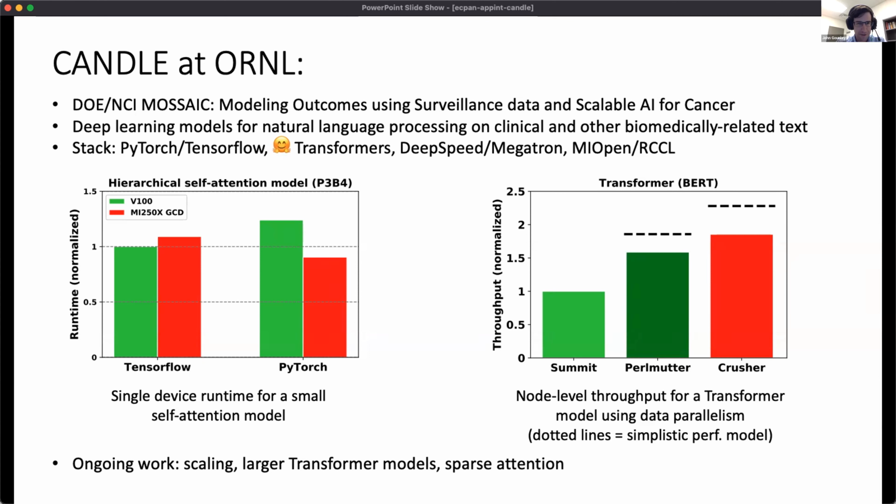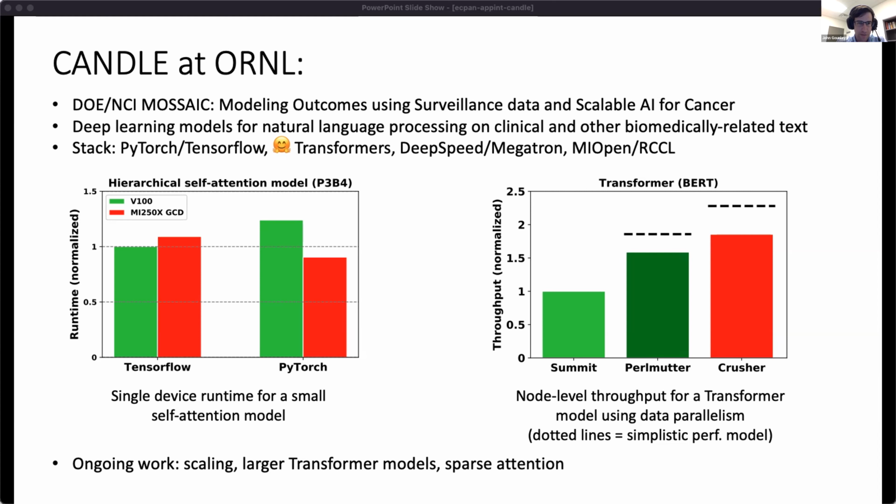Okay, thanks, Scott. My name is John Gounley. I'm a computational scientist at Oak Ridge, and I'm going to be talking about the part of Candle and what we've been doing on Crusher. Particularly for Oak Ridge, we're interested in Candle's collaboration with the DOE NCI partnership in a project called Mosaic. Mosaic is doing deep learning models mostly for natural language processing, looking at clinical text and other sorts of biomedically related text data.